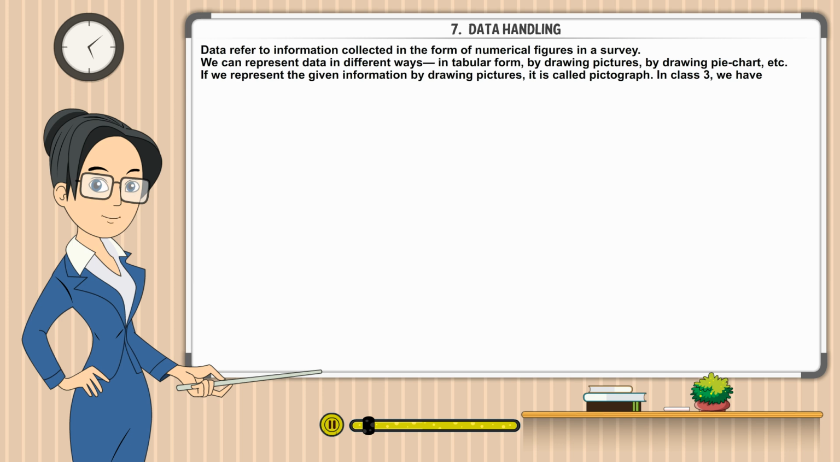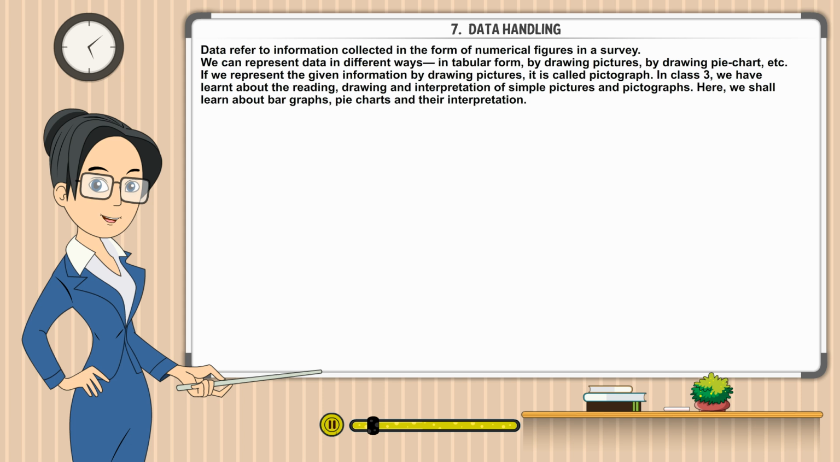In class 3, we have learnt about the reading, drawing and interpretation of simple pictures and pictographs. Here we shall learn about bar graphs, pie charts and their interpretation, representation and reading of data pictorially. Look at the following examples.